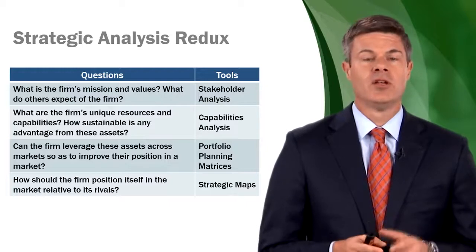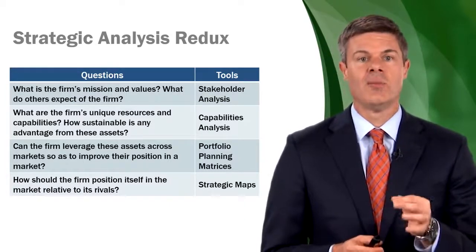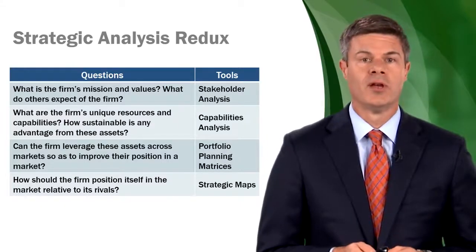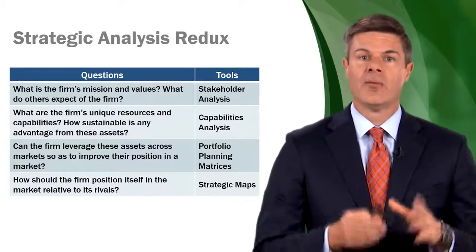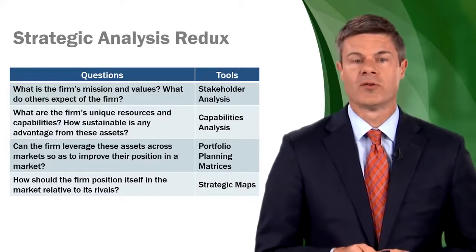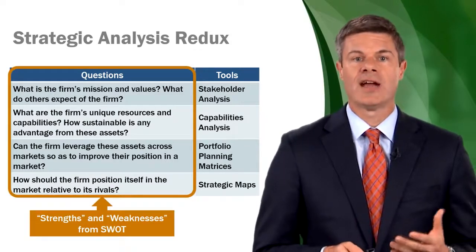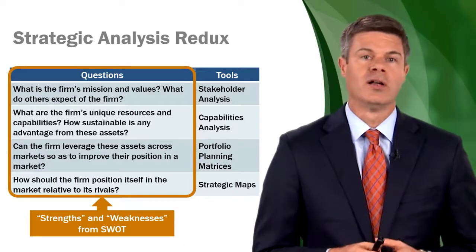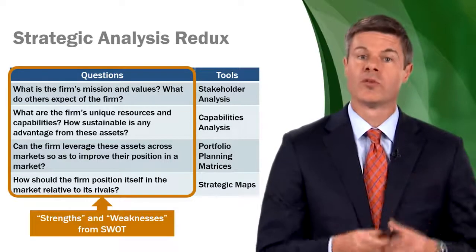Last but not least, you want to ask the question, given all of this, how should we position ourselves in the market relative to our rivals? And we've talked about strategy maps or strategic maps as a useful way of giving a visual presentation of where you stand versus your competitors. Referring back to SWOT analysis, these four questions really ask the strengths and weaknesses part of a SWOT analysis, complementing the earlier questions, which were more external facing.